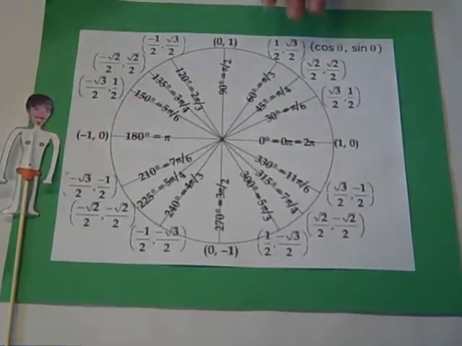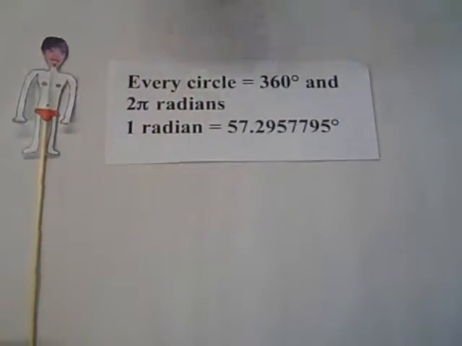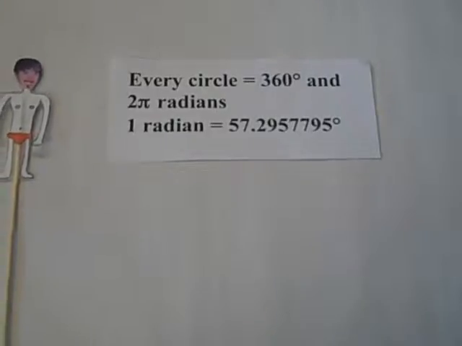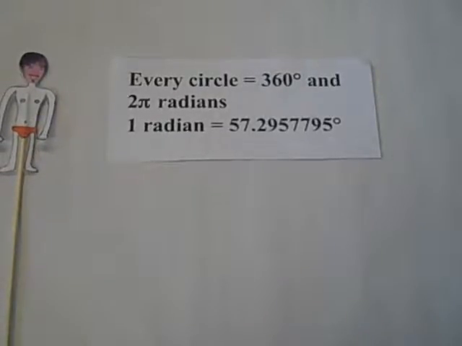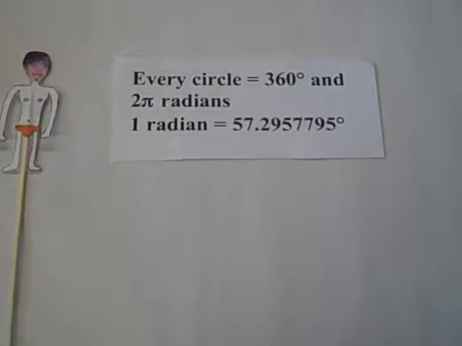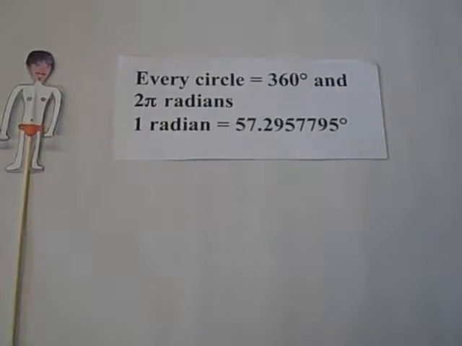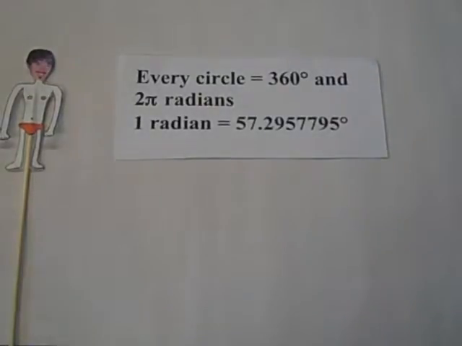In every circle, there are 360 degrees, or 2 pi radians. 1 radian is equal to approximately 57.3 degrees. Think of it like centimeters and inches. 1 foot can be separated into 30 centimeters, or 12 inches. We can map out the degrees and radians of a circle by using the unit circle.